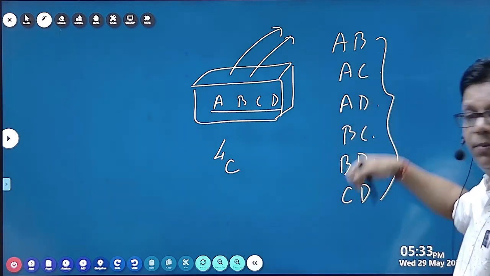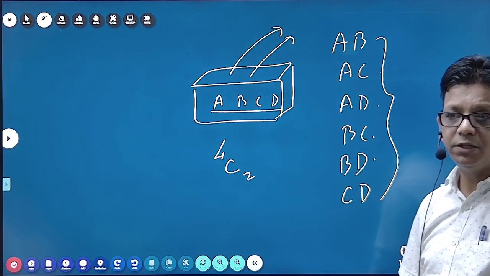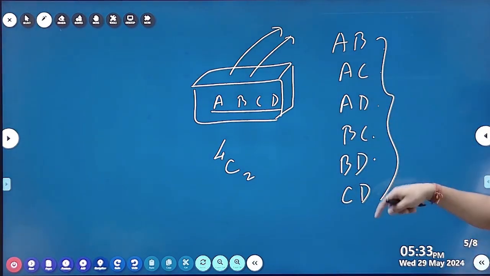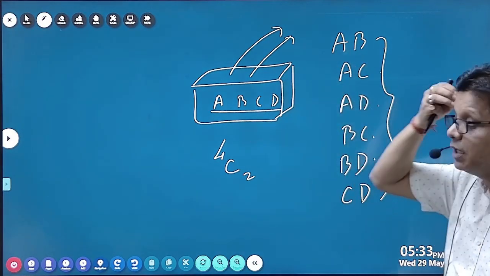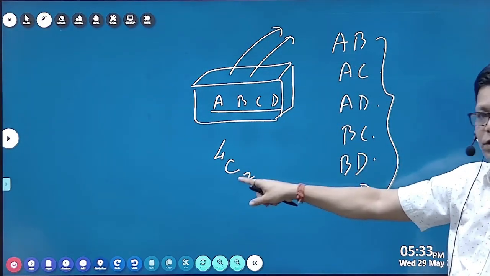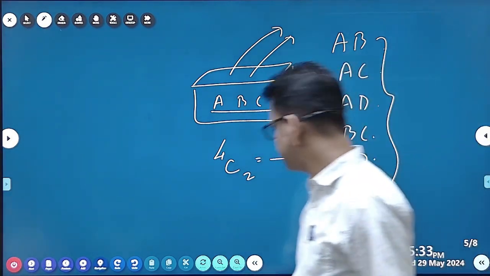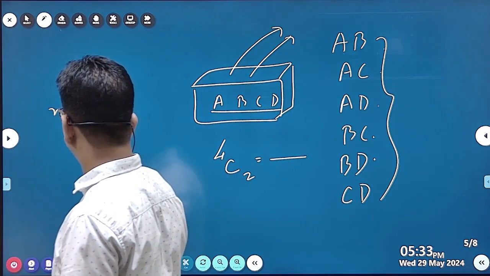How many cards have we taken out together? So this is 4C2. Getting it? This is 4C2, and I will give you the formula. For bigger numbers, taking cards randomly is too long and too difficult. That is why 4C2 will give you the number. So you can write this formula somewhere. It is the NCR formula.